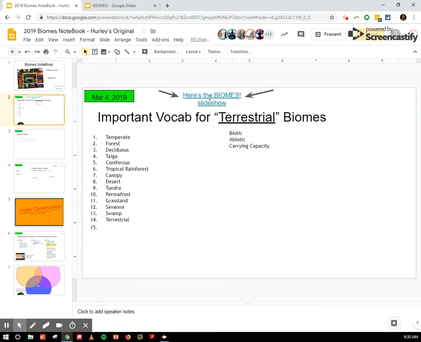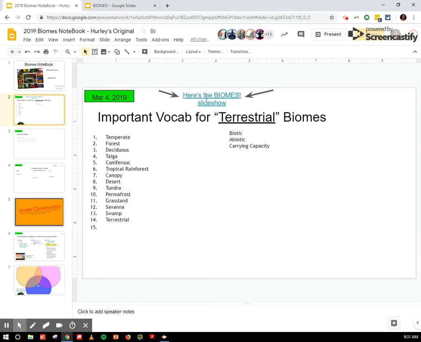We're going to be going from today, when we look at this other slide, this biome slideshow. It's going to be right here. Here's a biome slideshow. So that's the link that you can use.